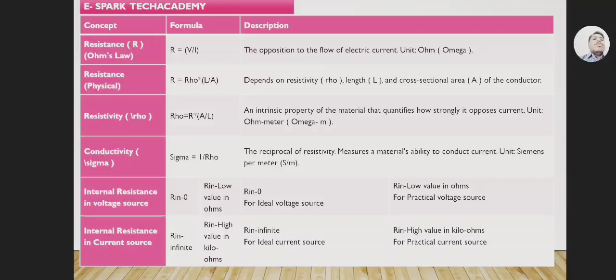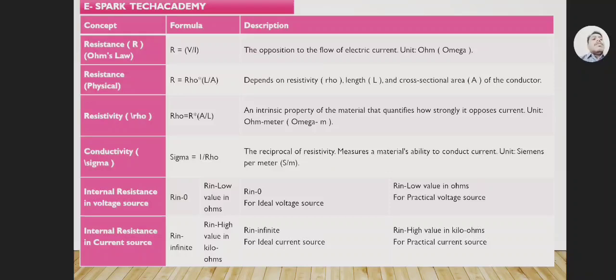Resistivity is an intrinsic property of a material that quantifies how strongly it opposes current, meaning its capacity to oppose the flow of current, which is measured in ohms. Its formula consists of resistance, area and length, because area and length are nothing but the physical quantities of the material.